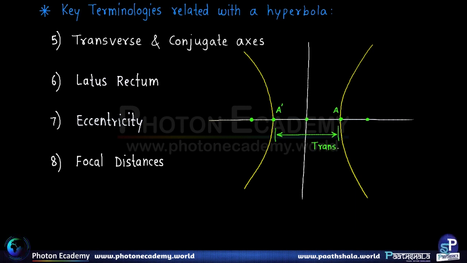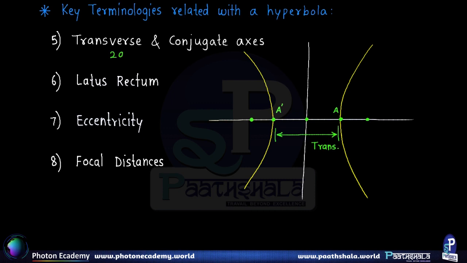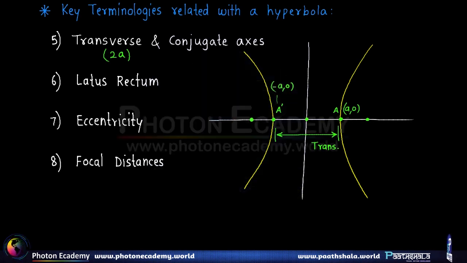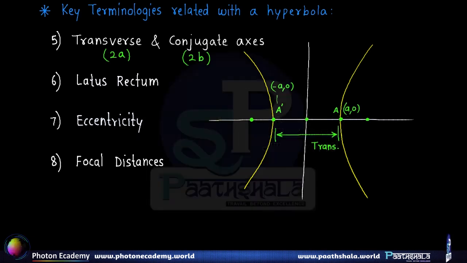So clearly the transverse axis will have the length as 2a, because the point A is a, 0 and point A dash is minus a, 0. Now conjugate axis is not seen anywhere as a specific segment or the distance between two specific points. It is simply taken as 2b. We can't locate where it is, but we have to simply take it as a special definition. So the length of transverse axis of the horizontal hyperbola is 2a, and the length of conjugate axis is 2b.